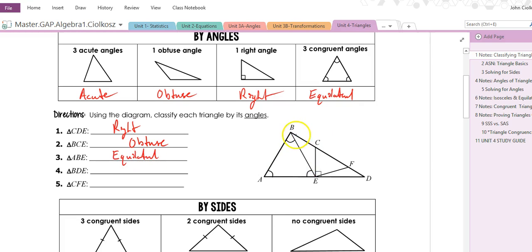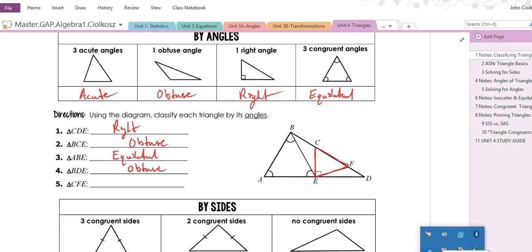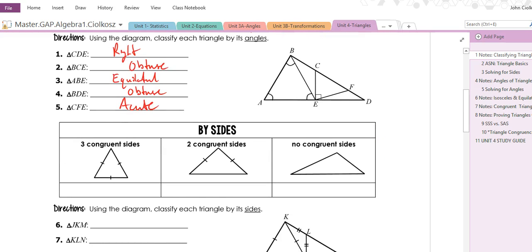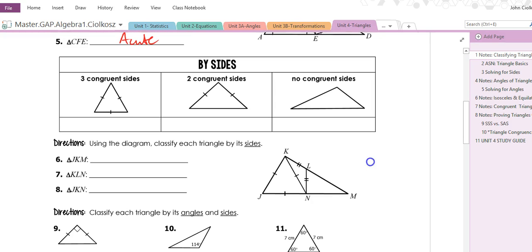And BDE. Looks bigger than 90, it's obtuse. CFE. So, all looking smaller than 90. Doesn't say they're all congruent, so all we could say about that is it's an acute triangle. So that was by angles, now let's think about by sides.